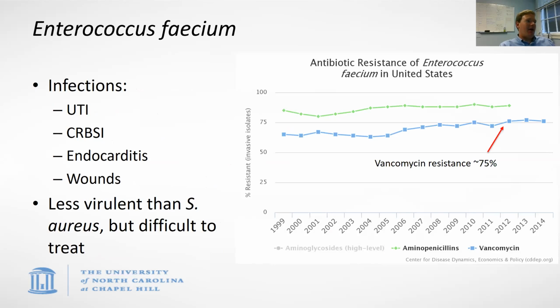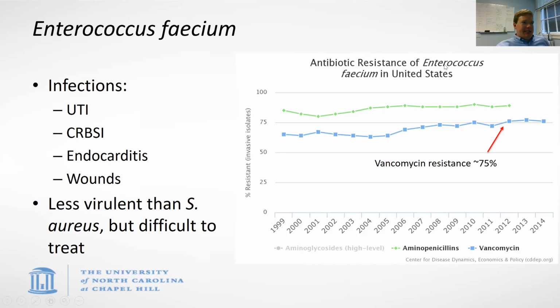All right, so the next organism it's important to talk about is one that, if you're in infection control, is an old friend, Enterococcus faecium. Enterococcus faecalis is usually not a big deal, but faecium is almost always highly antibiotic resistant. So it causes infections like UTI, catheter-related bloodstream infection, endocarditis, wound infections. It is less virulent than Staph aureus, but it sticks really well, and it's really difficult to treat. There are just some properties of Enterococcus that make it unusually difficult to kill with antibiotics.